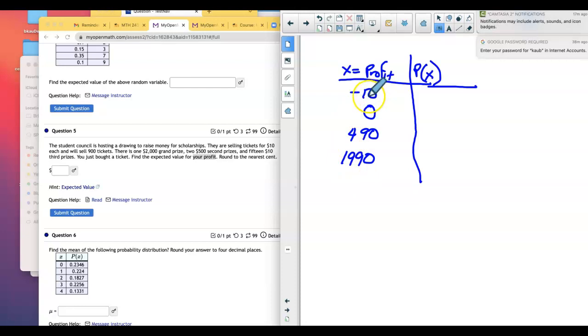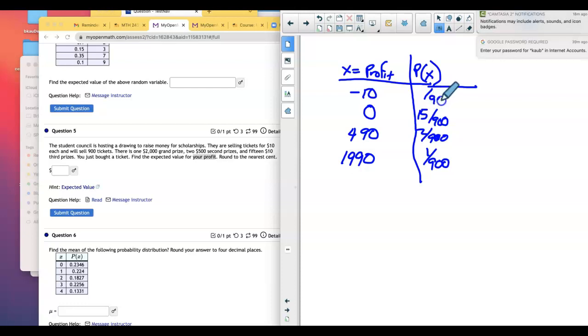A negative profit is very likely. If you win the grand prize, that's 1 out of 900. That's your chance; there's one grand prize. For second place, there are 2, so it's 2 out of 900 because there are 900 tickets. And there are 15 third place prizes, so you have 15 out of 900 to break even. And then what's left over out of 900 is what you have for not making a profit, making a negative profit.